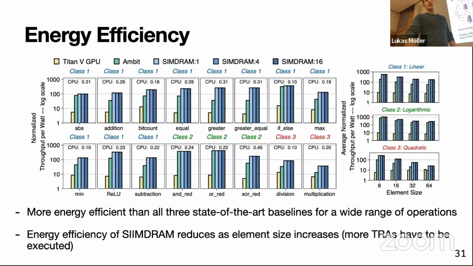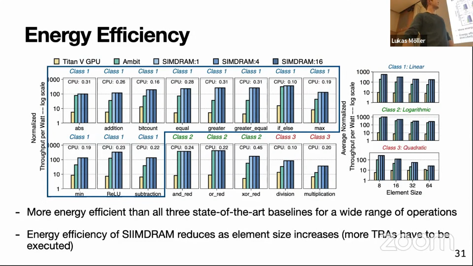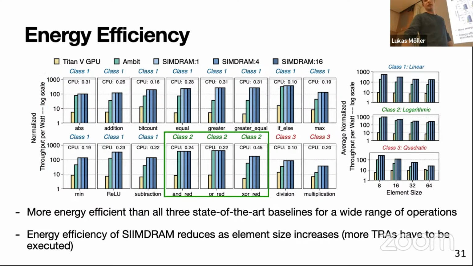We can see that multiplication and division didn't achieve high throughput, but because the energy efficiency is still superior, it might be an option to use SIMDRAM also for these slow operations. SIMDRAM's energy efficiency doesn't depend so much on the operation which is used.